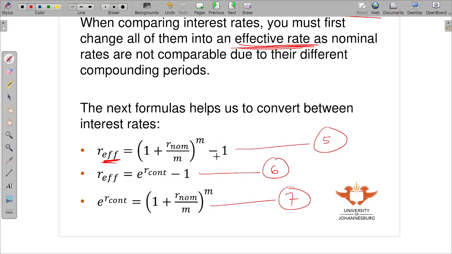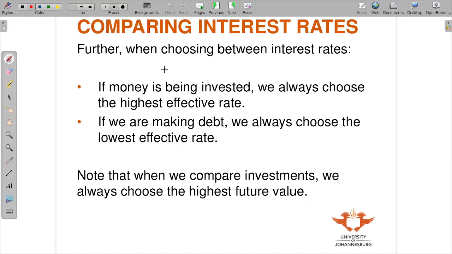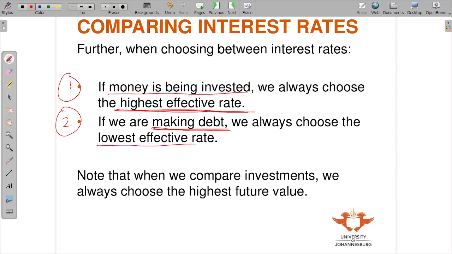I mentioned that in this session of Mathematics of Finance, you have so many formulas to use, and you must know them and know how to use them. Now, when you are comparing two interest rates, two things are very important to know. Number one, if you are investing money, choose the highest effective rate. But if you are making debt or you are to pay debt, then you choose the lowest effective rate.